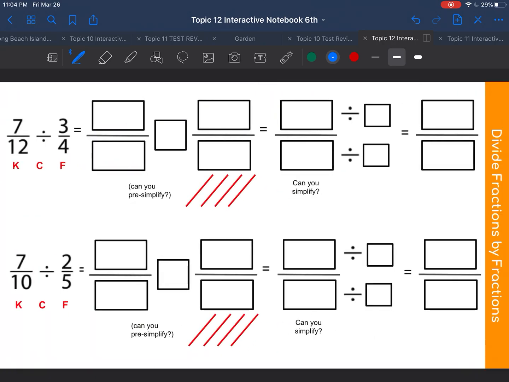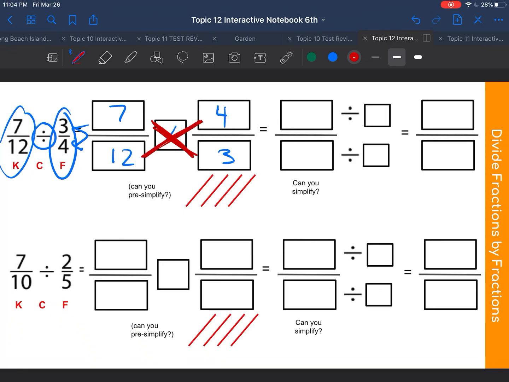So let's look at this next one. Keep 7/12. Change division to multiplication. Flip 3/4, find the reciprocal. It is 4/3. So now we are going to look diagonally. 7 and 3, do they have any common factors? Can you divide either of those by the same number? No, you cannot. So we actually can't do anything in that direction, unfortunately.